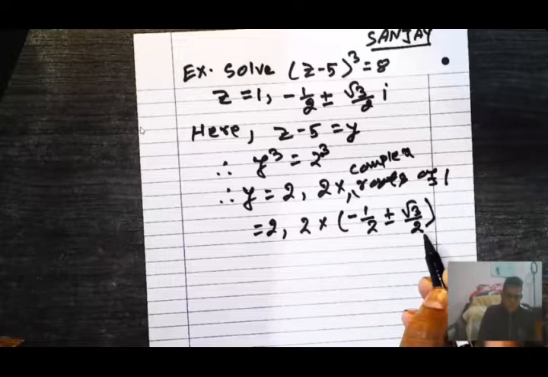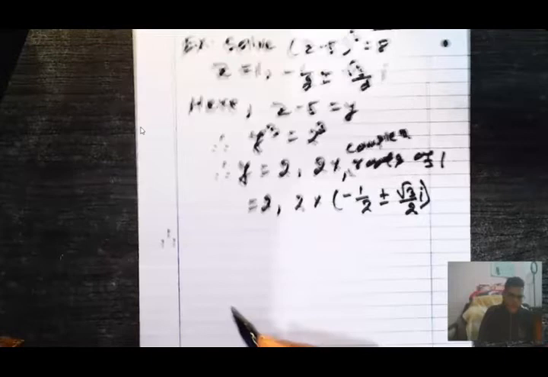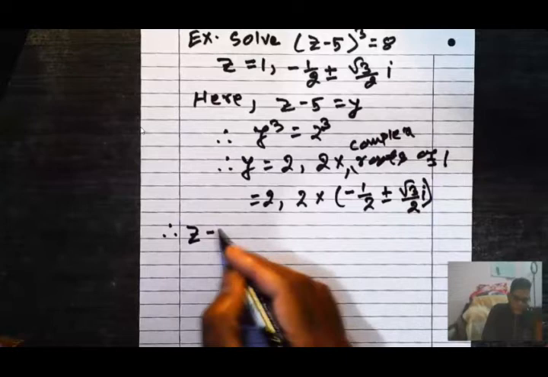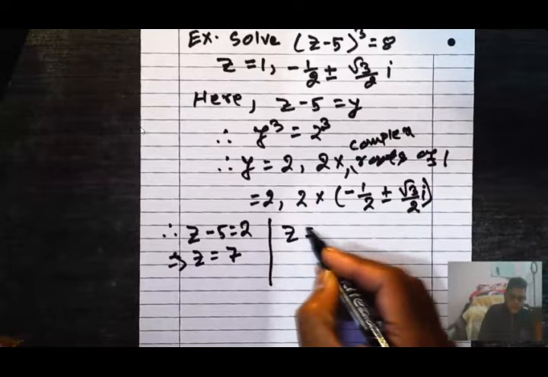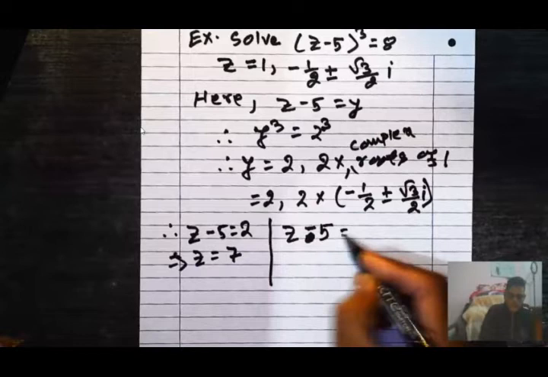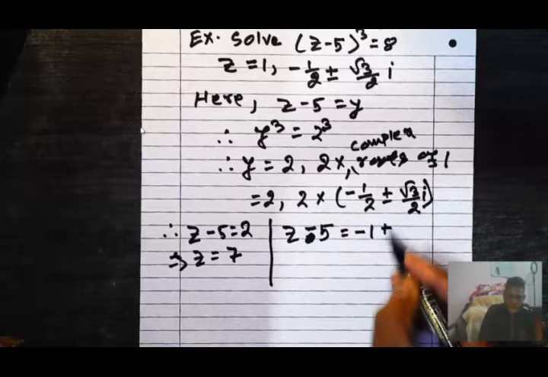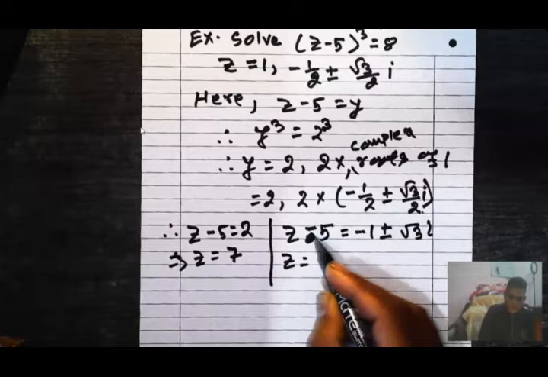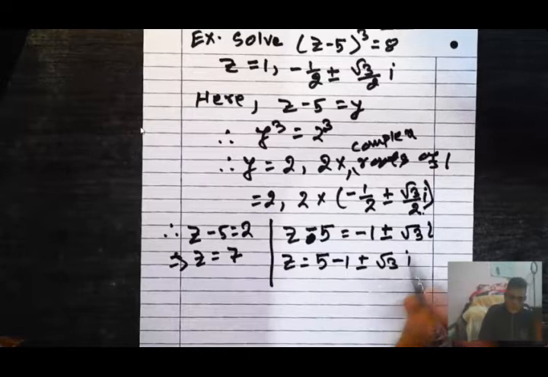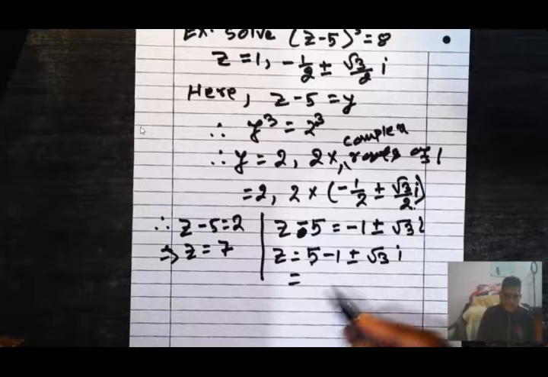So now replace back the term for y. y in fact was z minus 5, so when z minus 5 is 2, it gives you z equals 5 plus 2, that is 7, so one of the answers is 7. And another value of z: y is in fact z minus 5, you multiply by this, so it is going to be 2 times half is 1, so it is negative 1 plus minus, again you multiply by 2, root 3 i. And finally we have z equals, if you transpose to the right side, 5 minus 1 plus minus root 3 i, and then 5 minus 1, so it is going to be 4 plus minus root 3 i.